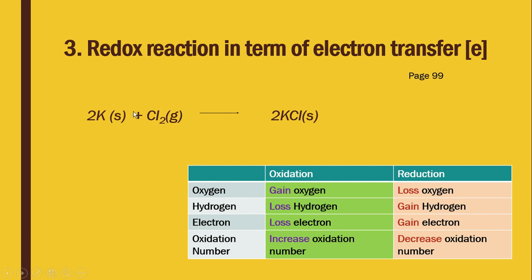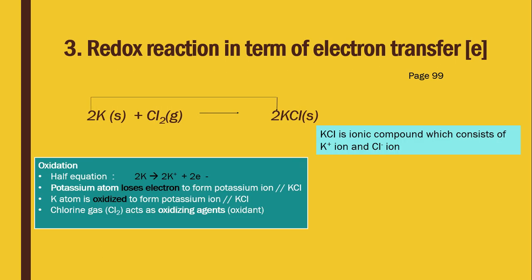So now we look at an example. Here, potassium metal, or atom, reacts with chlorine gas to form potassium chloride solid. Okay, this is the salt, right? Here we have to make a half equation because of electrons. We learned in chapter 6 during electrolysis, if you still remember, the e minus is the electron. So when in terms of electron transfer, we have to make half equations. Look at the first one, potassium.